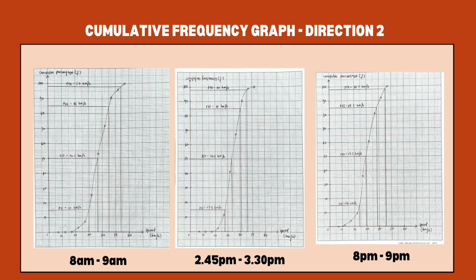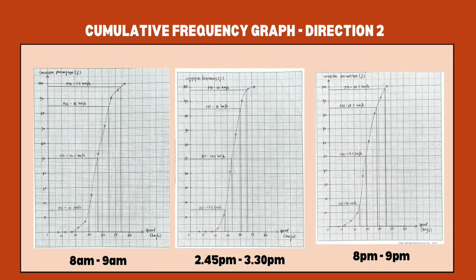Then the direction 2 data for cumulative frequency graph shows the morning, evening and night data, with 15 percentile is 30 km per hour, 27.8 km per hour and 24 km per hour, while 85 percentile is 45 km per hour, 41 km per hour and 38.5 km per hour.